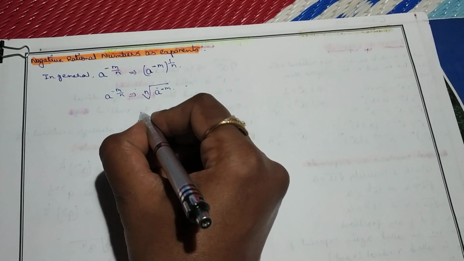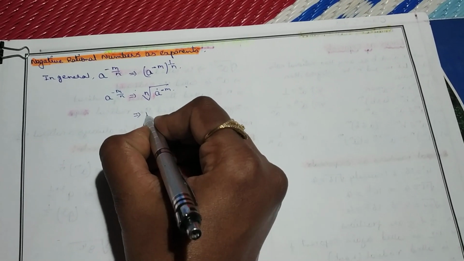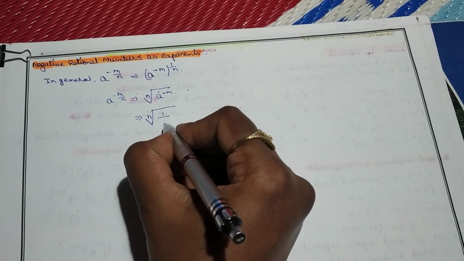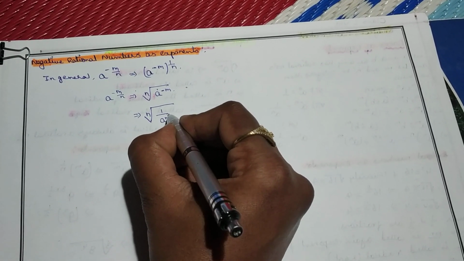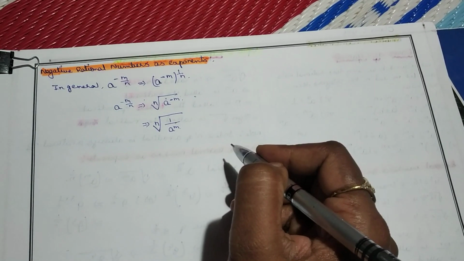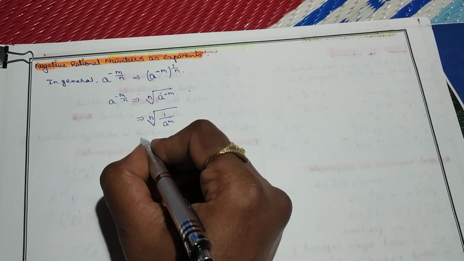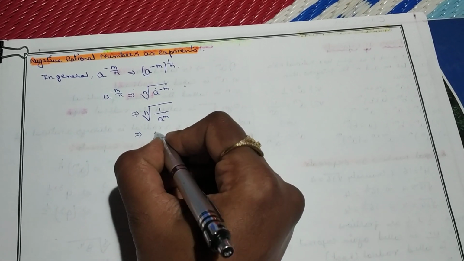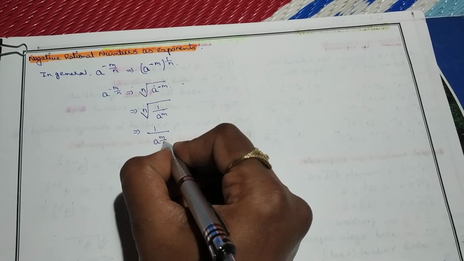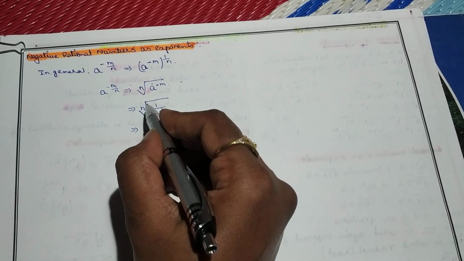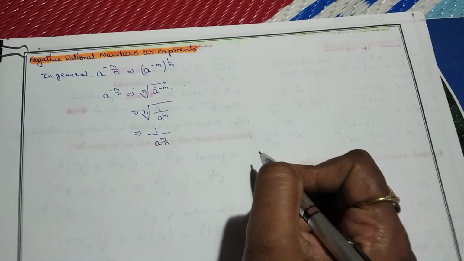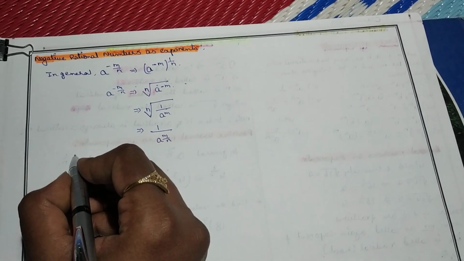If you want the exponential to be positive, then I can write it as nth root of 1 by a to the power of m. That is, a to the power of minus m is nothing but 1 by a to the power of m. Then I can even write this as 1 by a to the power of m by n, because this is under the index. The index will be here, children, always, that is, in the denominator.